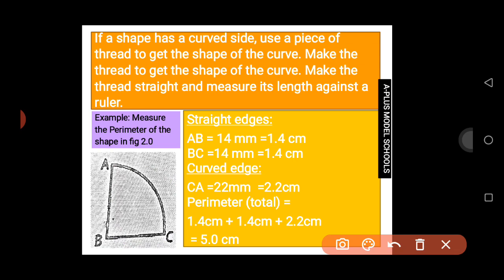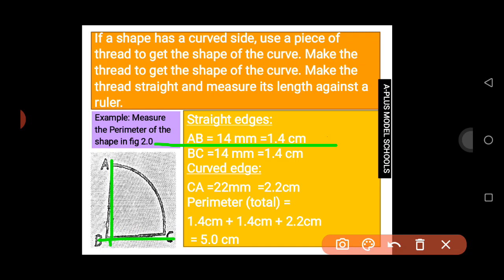So to answer this kind of question, I measure the perimeter of the shape below. So when you take your ruler, measure line AB. When you measure AB, it gives us 1.4 centimeter. Don't forget your ruler does not have millimeters. So even if the question is given to you in millimeters, you just have to convert it back to what you have on your ruler. And BC is also the same length as AB.